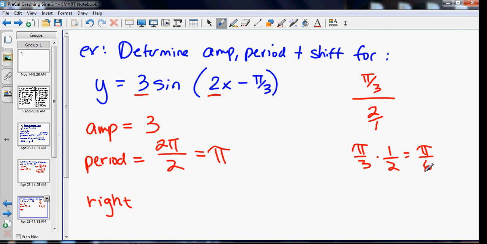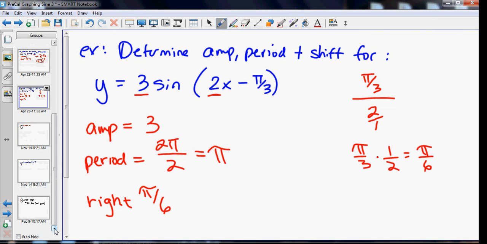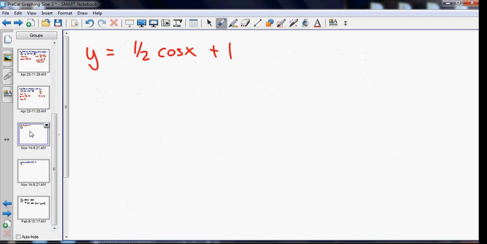Okay, next up we have 1/2 cosine x plus 1. The directions are the same as before. We want to identify the amplitude, the period, and any shifts that are happening. So for the amplitude, that's 1/2, coming from right here. For the period, we just get 2 pi over 1 because the understood coefficient in front of x is just 1. So my period is 2 pi.